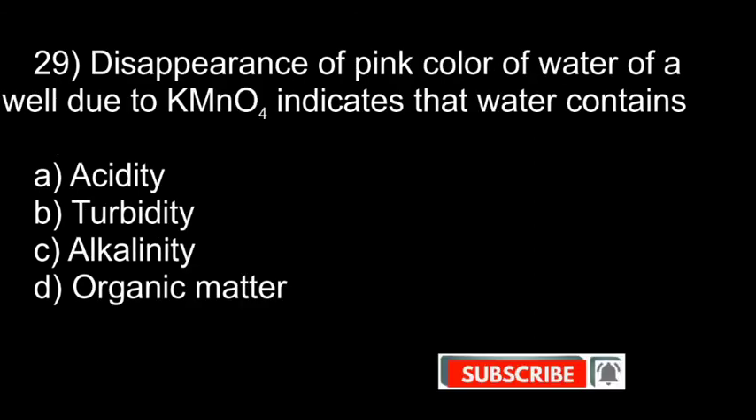Now let's move to the next question. Disappearance of pink color of water of a well due to KMnO4 indicates that water contains: option A, acidity, option B, turbidity, option C, alkalinity, and option D, organic matter. The disappearance of pink color of water of a well due to potassium permanganate indicates that the water contains organic matter. If organic matter is present in the water, the pink color of potassium permanganate disappears due to reaction with this organic matter. So, option D is the answer.